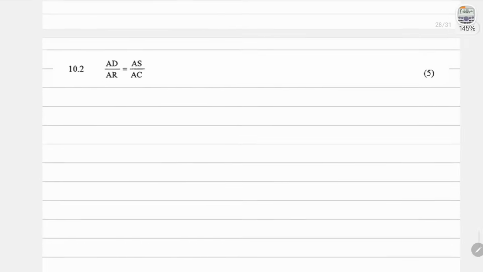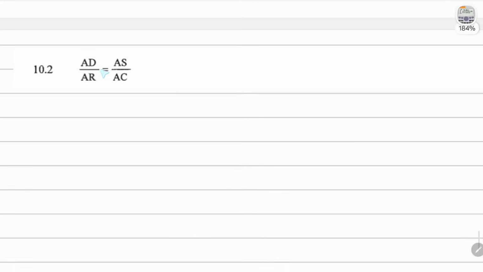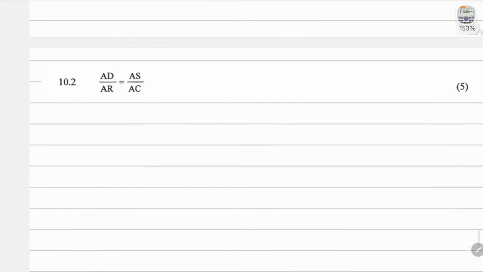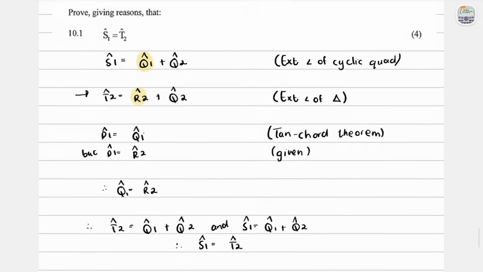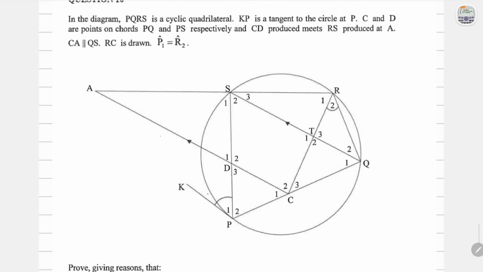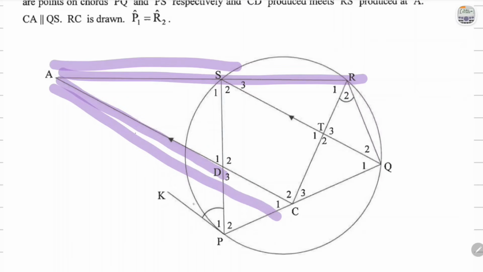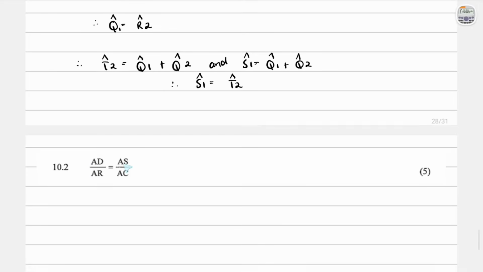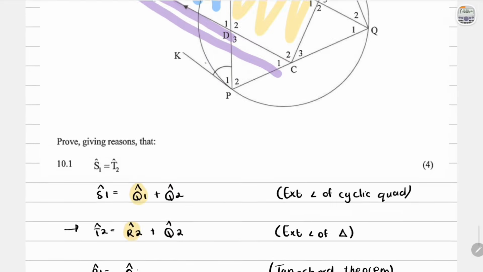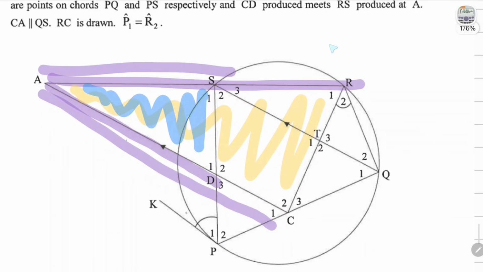Okay, question 10.2 says we need to prove, given reasons, that AD over AR is equal to AS over AC. So we can just highlight these lines in the triangle: AD, AR, AS, AC. You can see from that this includes two triangles. This bigger triangle, ARC, and then the smaller triangle, ASD. We can prove that those are similar. If we can prove that they are similar, we can use the dimensions and then get it to look like that. So let's see. How can these be similar?